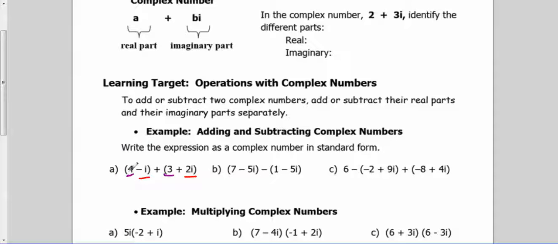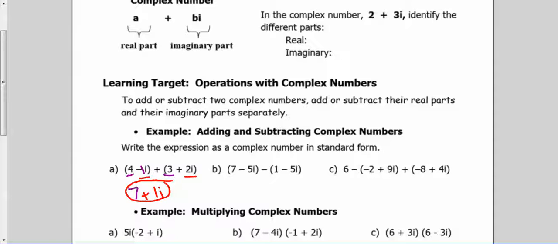So I'm going to add the 4 plus the 3. Let's go back to purple. 4 plus 3 is 7. And negative 1i plus 2i is positive 1i. So I have plus 1i. Or you could have just plus i.